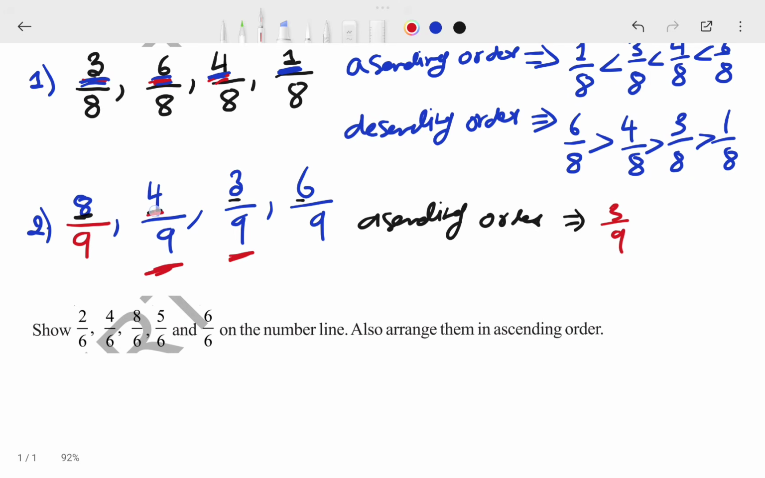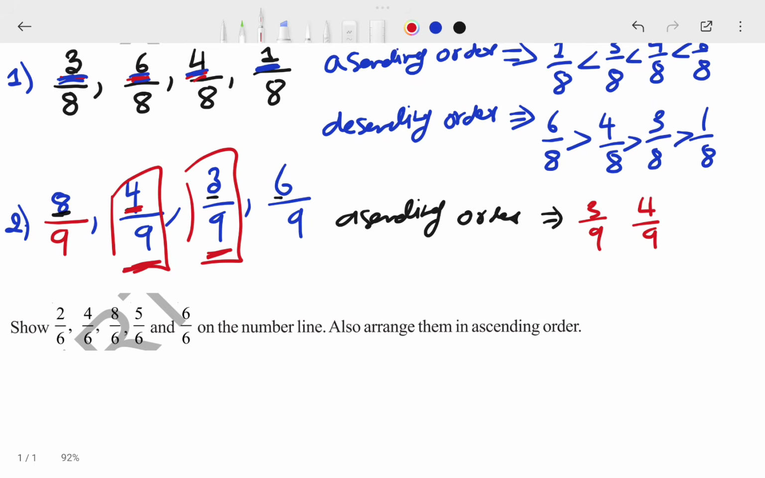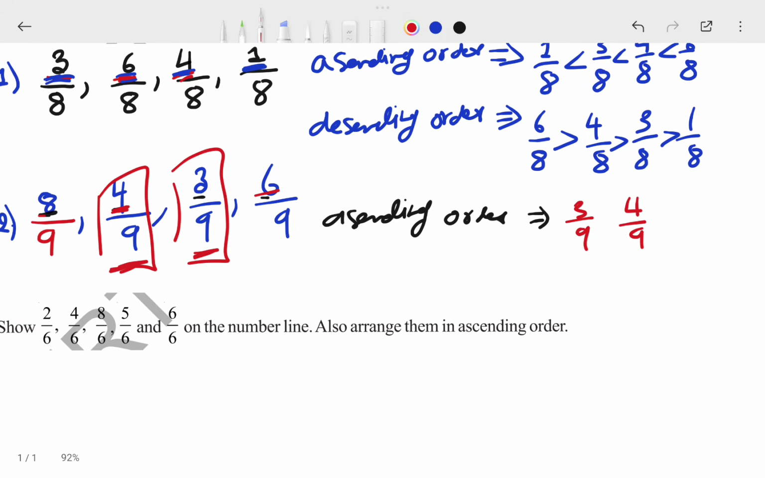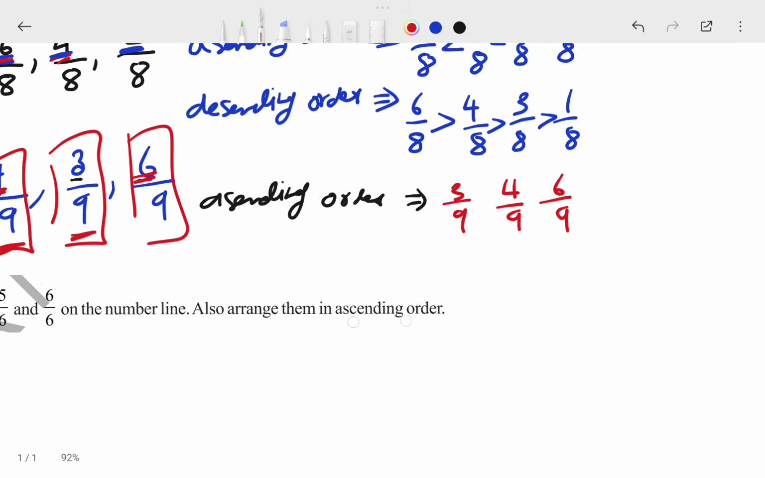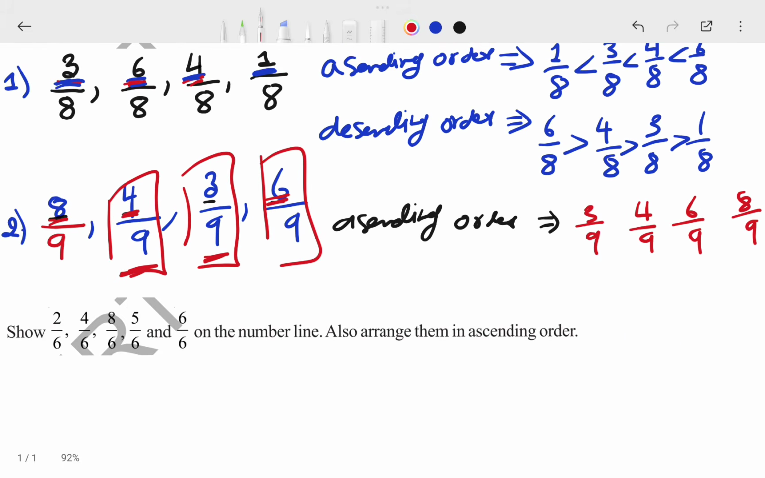4 is smaller. So write 4 by 9. After that, among 8 or 6, which is smaller? Of course 6 is smaller. So write 6 by 9. After that, the remaining one is 8, so write 8 by 9. Simple. Okay, is it clear?